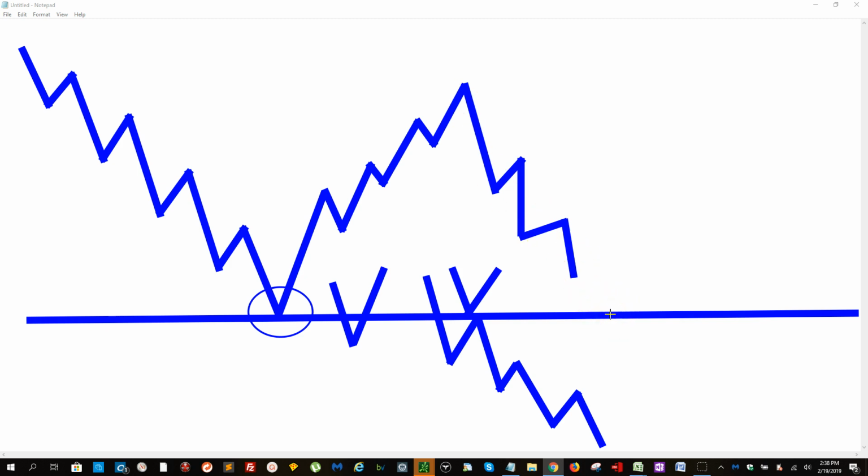If you're looking to take on a new trade and you're looking for a new trading opportunity, this is a great place to do it, because if price comes down and it bounces, as it bounces you can look to get long, because the chances are that it's going to continue, okay?